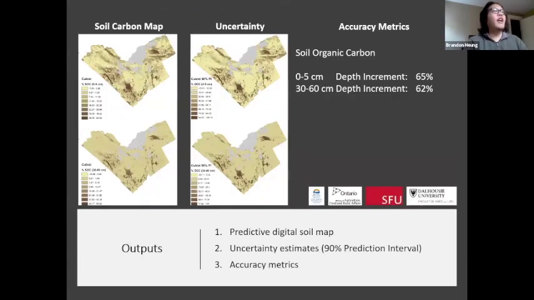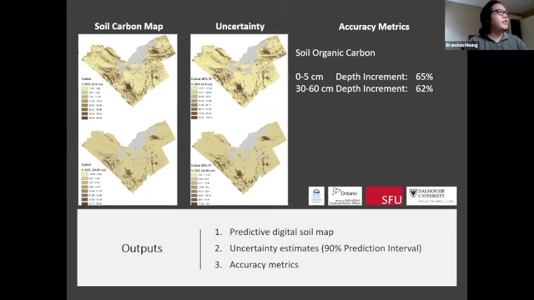So in terms of the outputs, there are three main things. The first one is a predictive soil map. Again, we fit a predictive model, apply that model over the entire study area, and generate predictions of a soil property. Here we have soil predictions for the 0 to 5 centimeter and 30 to 60 centimeter depth increments on the left, where the lighter colors represent low carbon and darker colors represent higher carbon.